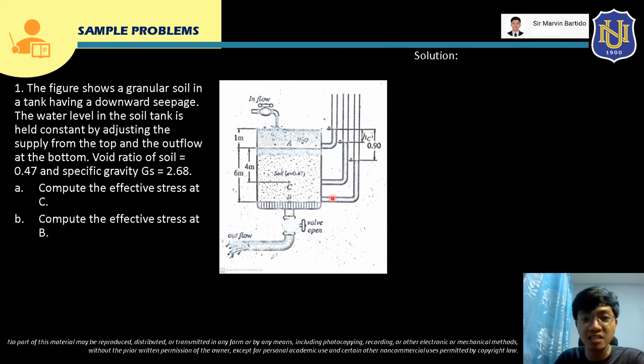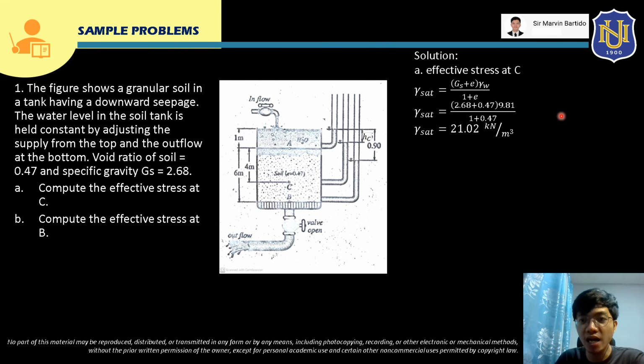Since the saturated unit weight is not given, let's compute it first. This is the formula. We substitute our G sub S and our e. Alright, the result is 21.02 kilonewton per cubic meter.